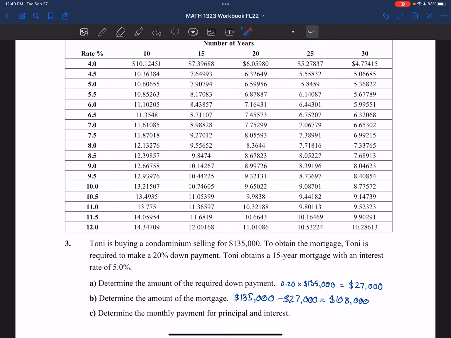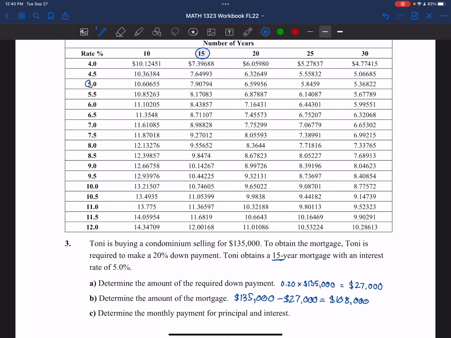Okay, determine the monthly payment for principal and interest. This is where we go to our table. It's a 15-year mortgage, so it's going to use this column right here. And it was a 5% loan.